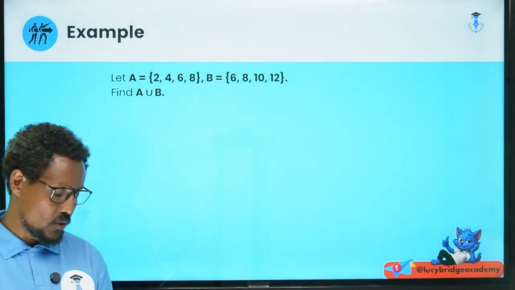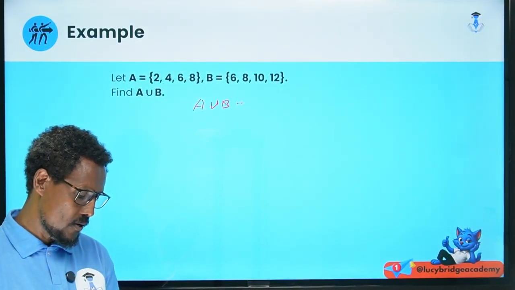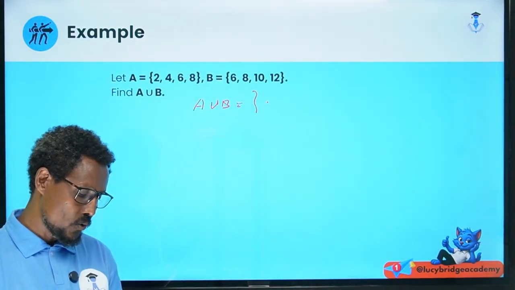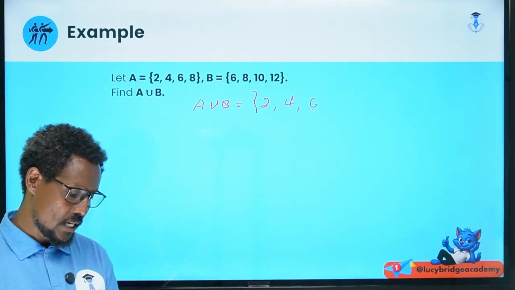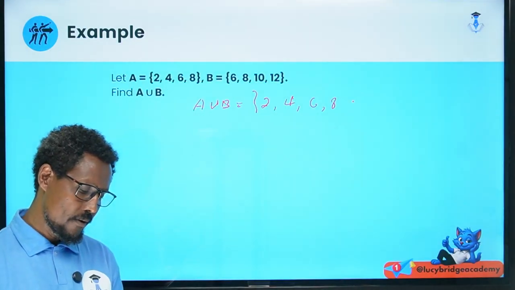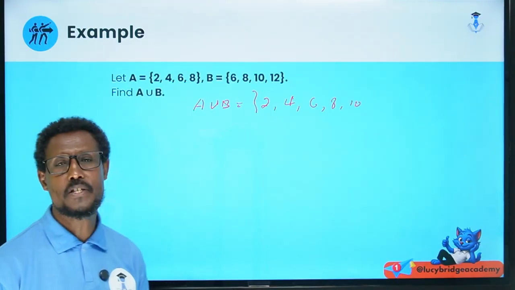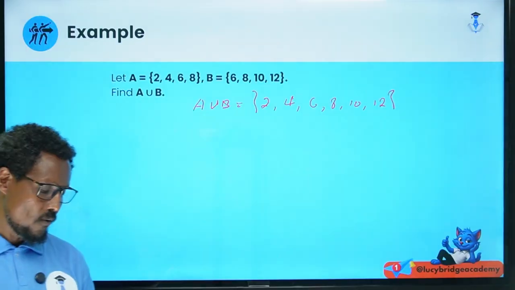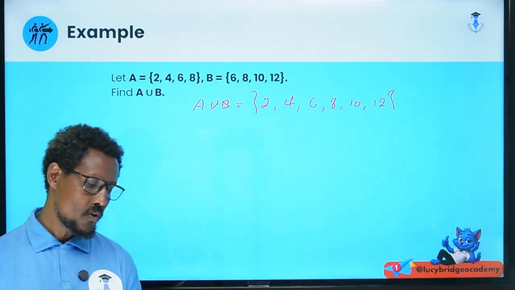Let A is equal to {2, 4, 6, 8} and B is equal to {6, 8, 10, 12}. Find the union of the two sets. A union B is equal to, look, take every element: 2, 4, 6, 8, 10 and 12. This is the union. Okay, 2, 4, 6, 8, 10, 12. All of the elements in both sets A and B form the union.